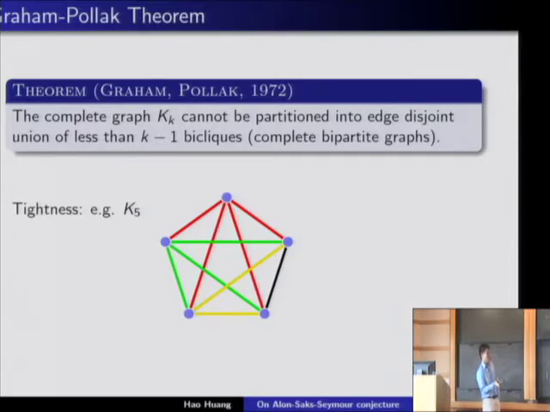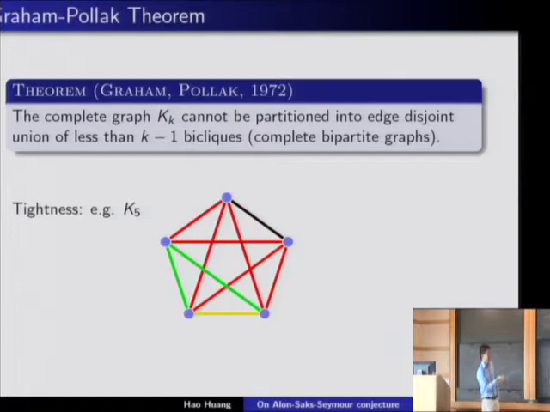What happens if in the beginning I don't take the edges from the first vertex, but instead I take a K_{2,3}? So let's start over again. I take this complete bipartite graph, and then I take another one. Then you see we still need at least 4 bicliques.